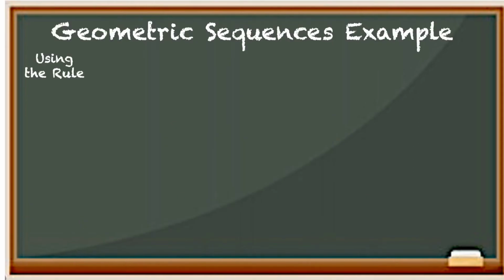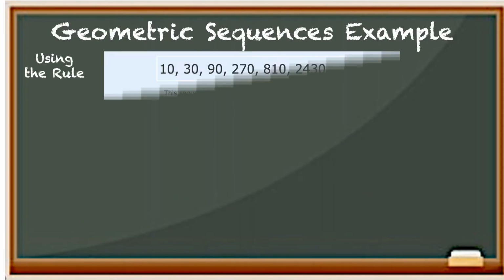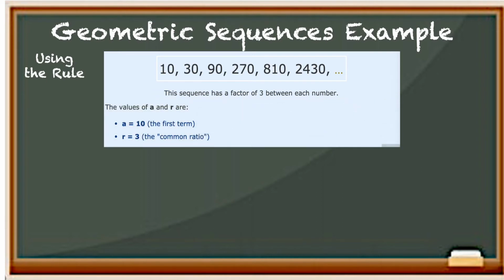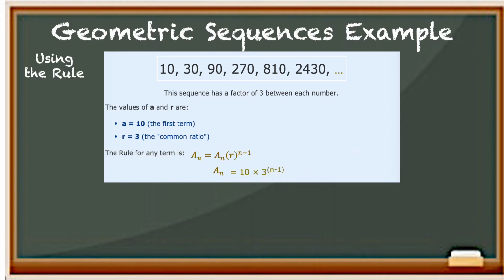So let's do an example using the rule. We have the following terms: 10, 30, 90, 270, 810, and 2430. We can see that the sequence has a factor of 3 between each number, meaning that 10 times 3 is 30, 30 times 3 is 90, 90 times 3 is 270, and so on and so forth. So let's figure out what our values of a and r are. a is the first term and r is the common ratio. This means that a is 10 and r is 3. So remember our formula. When we plug in our a and our r, it will look as follows: a_n is equal to 10 times 3 exponent n minus 1.